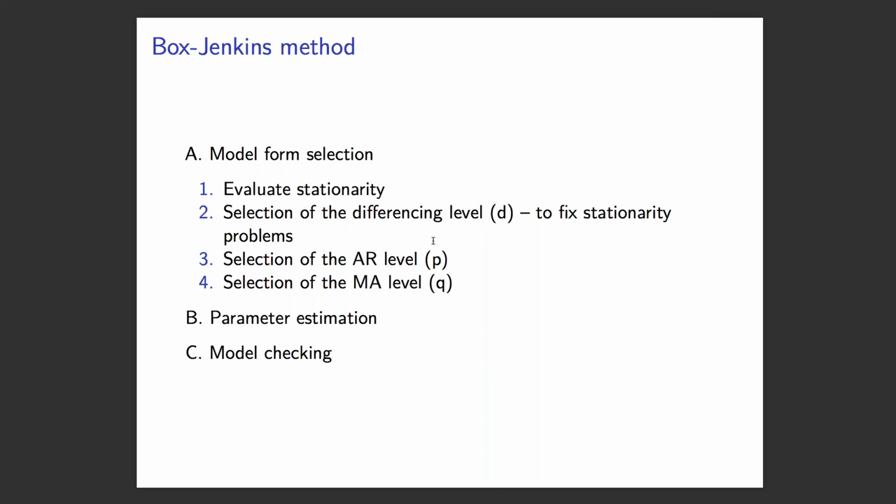Okay, so the first step in the Box-Jenkins method is the model selection. And that has 4 big parts. The first part is evaluating the stationarity. Mark talked about that on Tuesday. We're going to jump in and see, okay, how do we do that in R? And what are the tests that you use to do that?